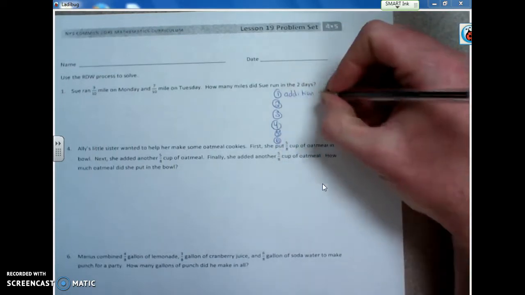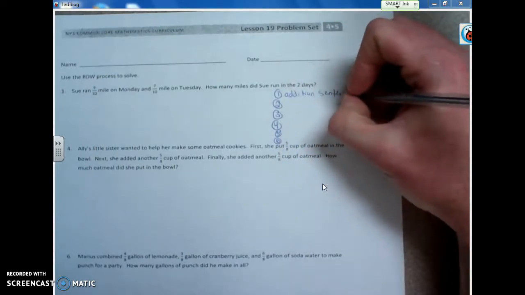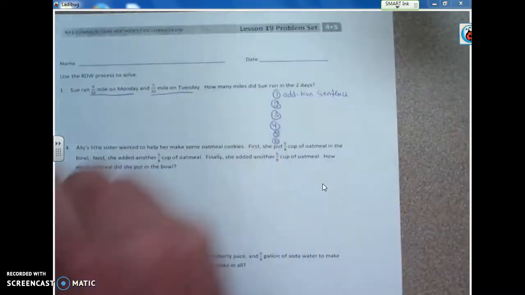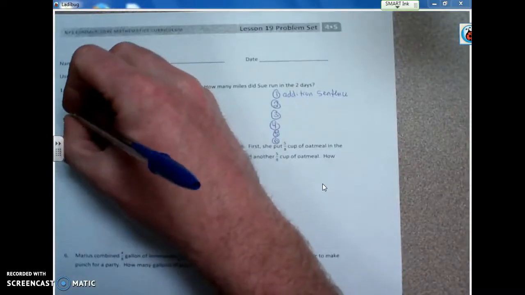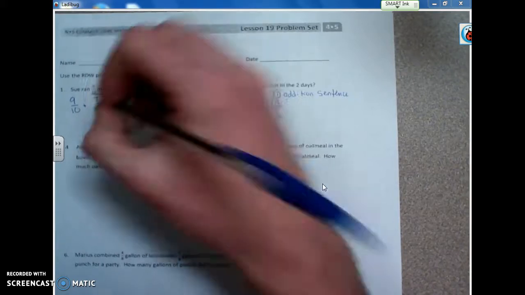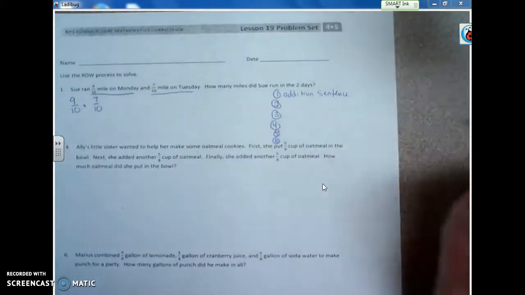So the first thing we're going to do is write my addition sentence. For this problem, she ran 9/10 on Monday and 7/10 on Tuesday. So in the 2 days, she ran 9/10 plus 7/10. So I've done my addition sentence.